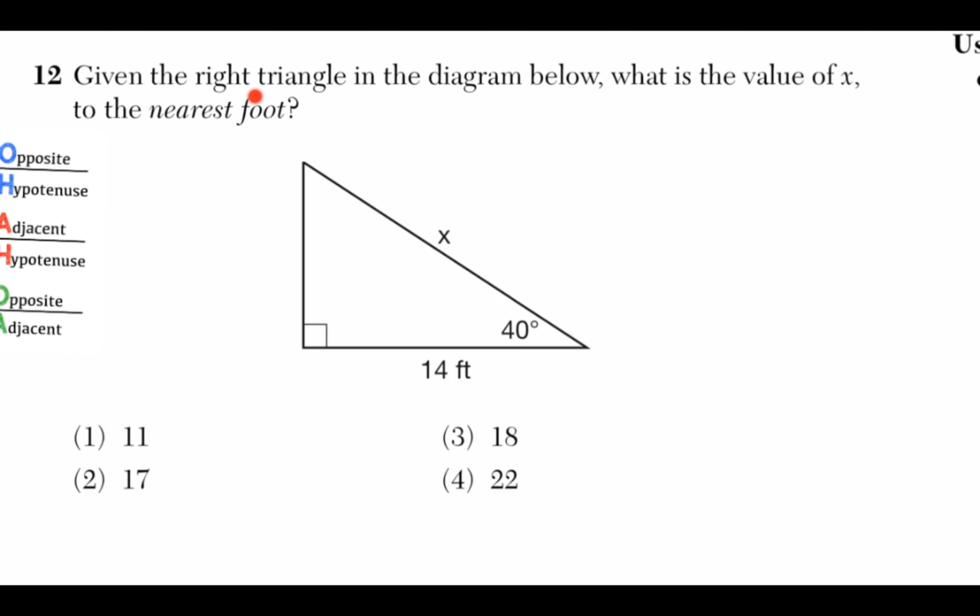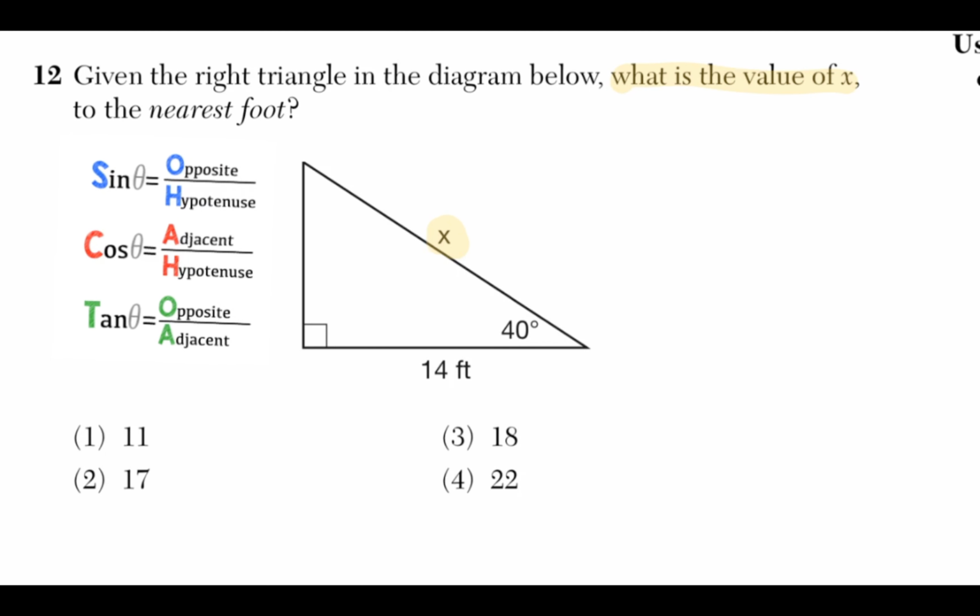Question number 12. Given the right triangle in the diagram below, what is the value of x to the nearest foot? So we're trying to figure out the value of x, which is right here. All right, well, how do we approach this? I know that if it's a right triangle, then we can use our trig ratios. And I'm going to think about the relationship of this side and this side to the angle that we know, which of course is 40 degrees.